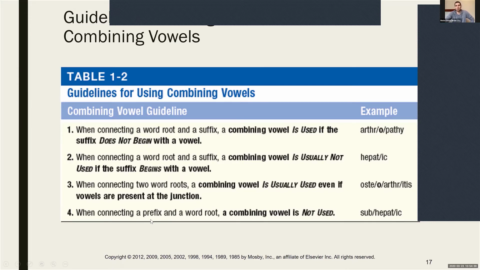And then the last one is using a prefix and a word root. Now, the first 2 we used suffixes and word roots. The third one we used 2 word roots. And so now we're looking at the prefix and the word root. And typically here with prefixes, we do not use combining vowels. So sub is the prefix, hepatic. So below the liver is what we're talking about here. So sub and hepatic, there is no sub-o-hepatic. We're not using a combining vowel there. It's not necessary.